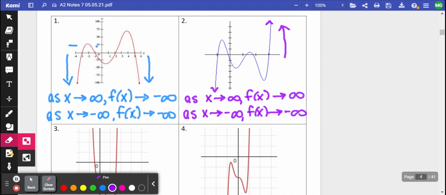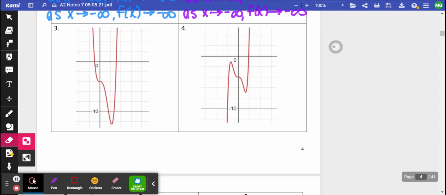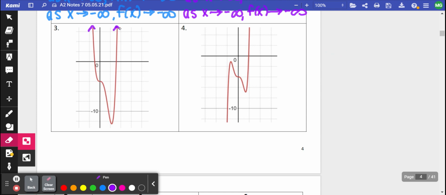So what I'd like for you to do, as you probably figured out already, is pause the video and see what you can do about these two functions and writing their end behaviors. Okay, and keep in mind these really should have arrows at the end. So go ahead and pause that video, write your end behaviors, and then start the video up and see if you got them right.